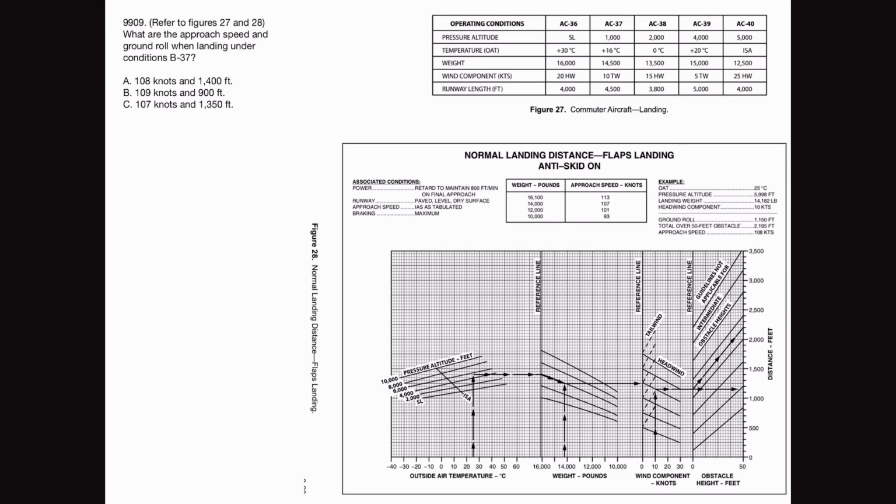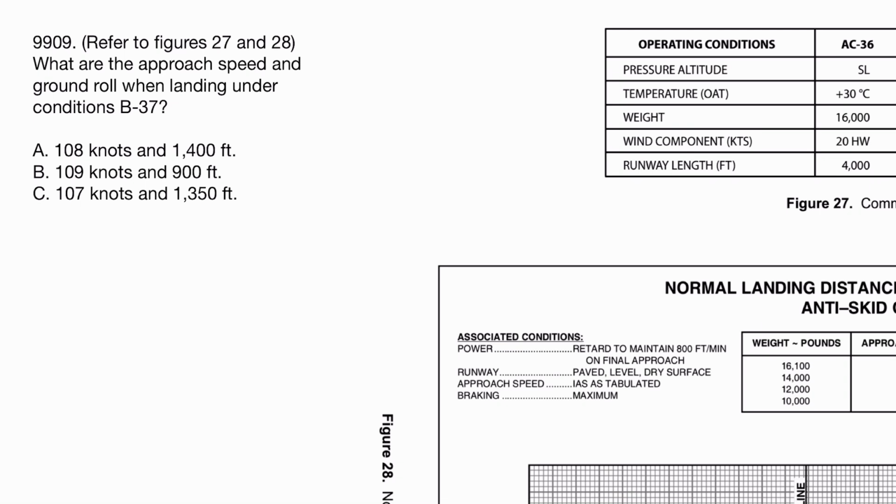So let's take a look at question 9909. It says refer to figures 27 and 28. What are the approach speed and ground roll when landing under conditions B37? So right away it's asking us for two things. We need to figure out the approach speed and we need to figure out the ground roll.